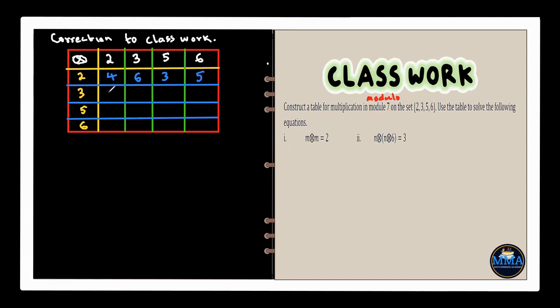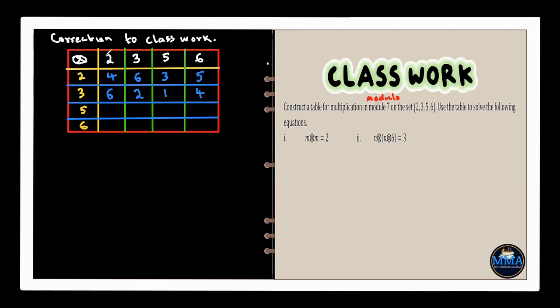3 times 2 is 6. 3 times 3 is 9. In modulo 7, 9 is 2. That is, if you divide 9 by 7, the remainder is 2. 3 times 5 is 15. Divide by 7, the remainder will be 1. 3 times 6, 18. Divide by 7, the remainder will be 4.